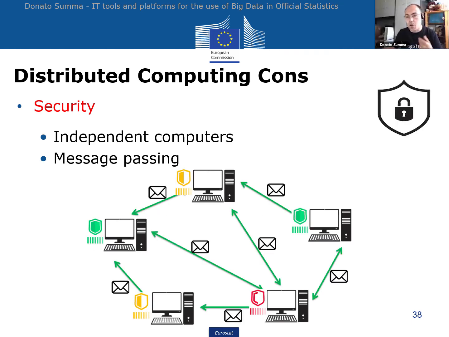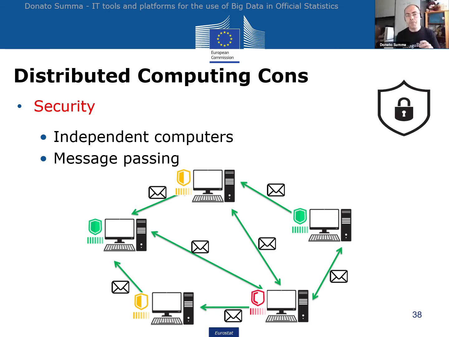The second con is security. Due to the fact that we have independent computers in the system, each computer could have a different security level. So, for example, on one computer, maybe the antivirus is not updated, or maybe the firewall is not working properly. And this is, of course, a security issue that we have to take into account.